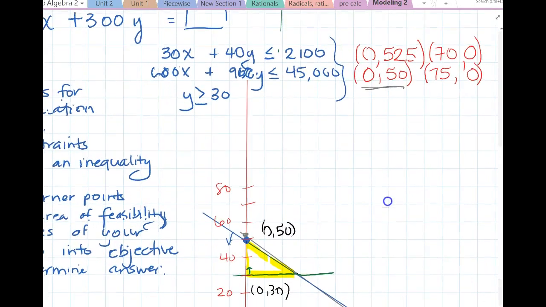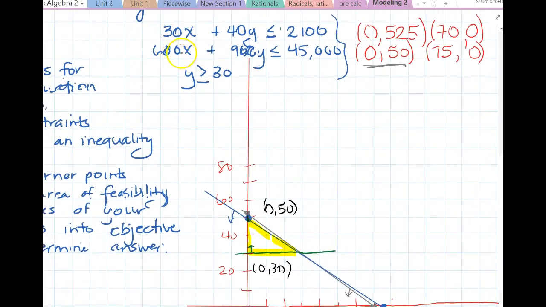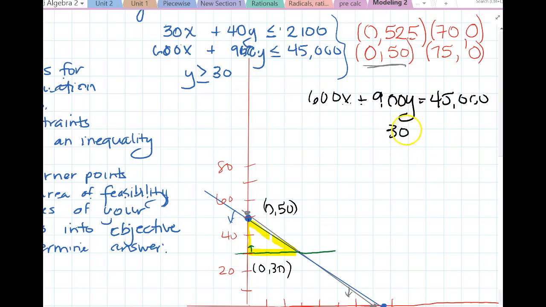So the blue line is actually the second, the 600x. So if you can't tell, you may have to do this. Plus, oh my gosh, my pen. 900y is equal to 45,000. And I know that the y is 30. So when that y is 30, 3 times 9 is 27, 1, 2, 3 zeros. So let's subtract 27,000 and find out what that would be.